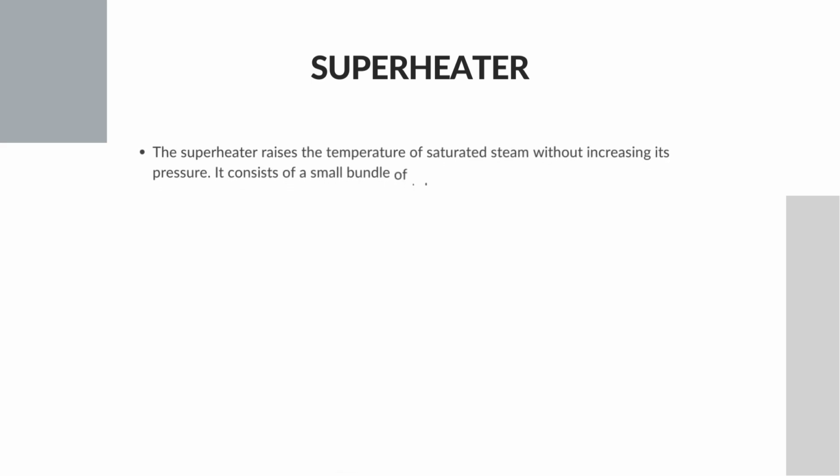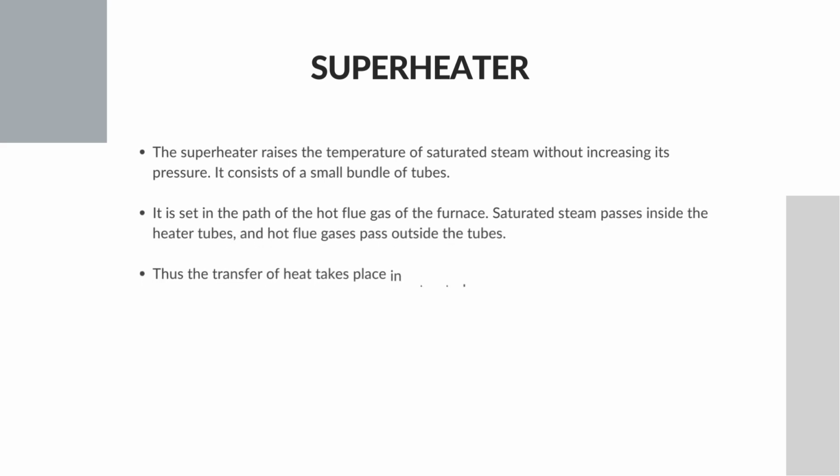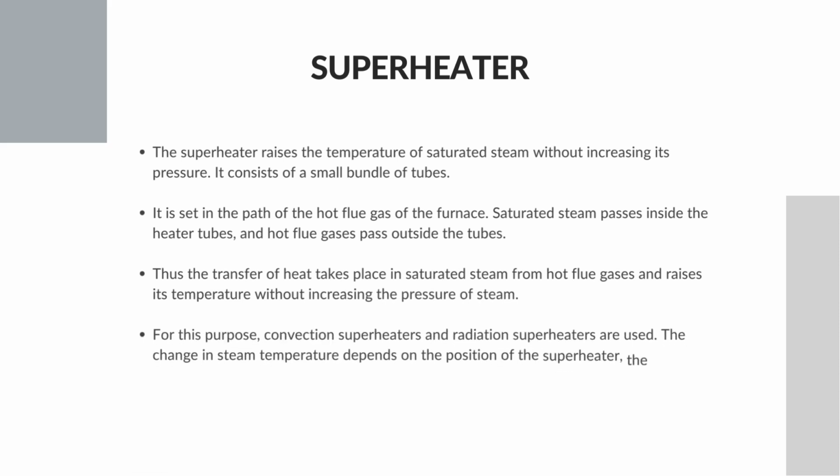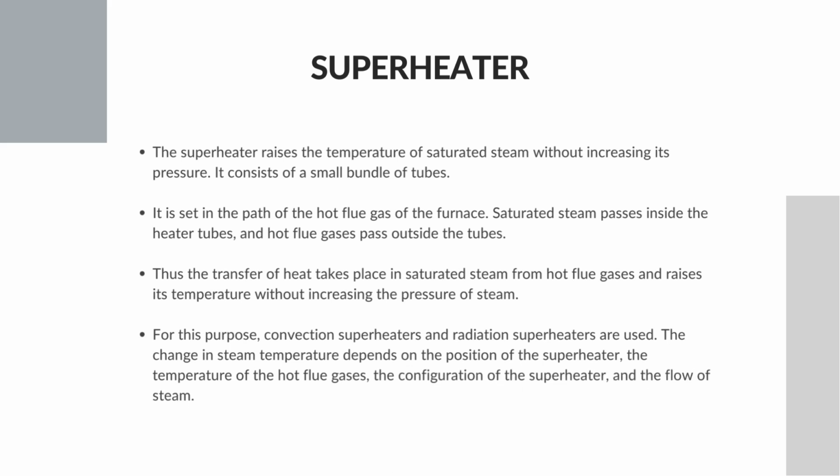Now, superheater. The superheater raises the temperature of saturated steam without increasing its pressure. It consists of a small bundle of tubes. It is set in the path of the hot flue gas of the furnace. Saturated steam passes inside the heater tubes and hot flue gases pass outside the tubes. Thus, the transfer of heat takes place to saturated steam from hot flue gases and raises its temperature without increasing the pressure of steam. For this purpose, convection superheater and radiation superheater are used.